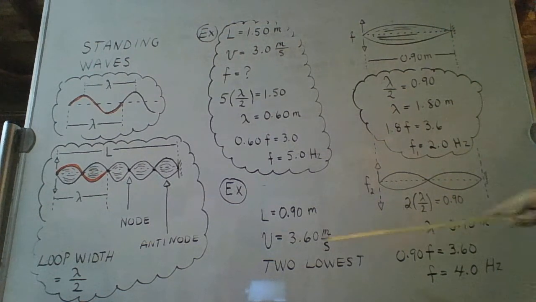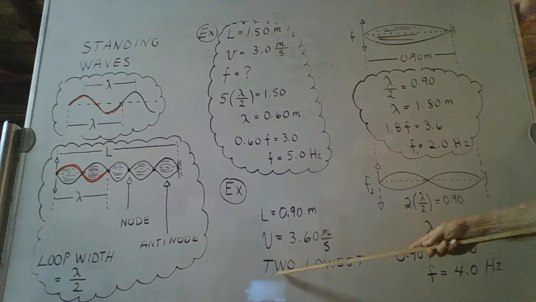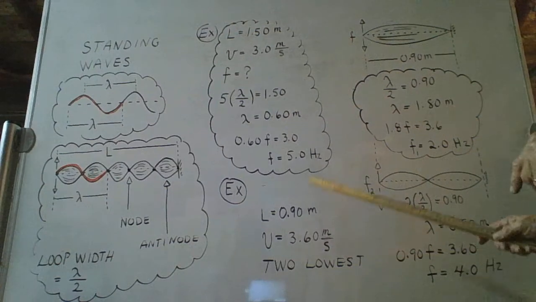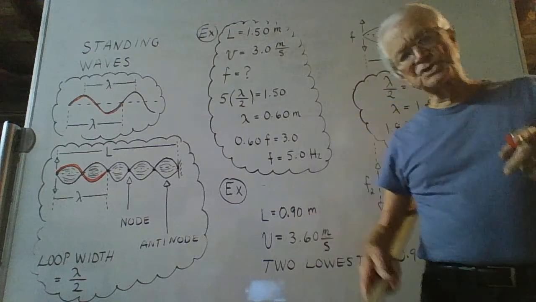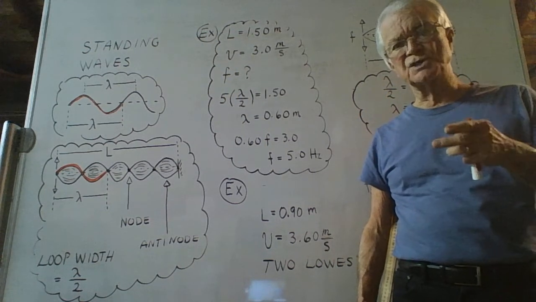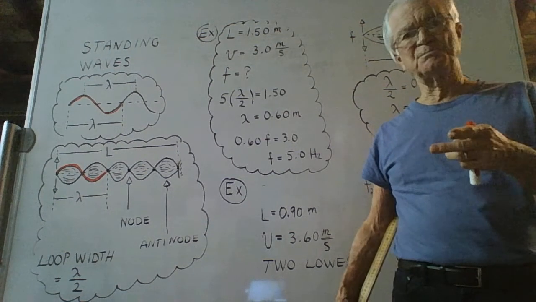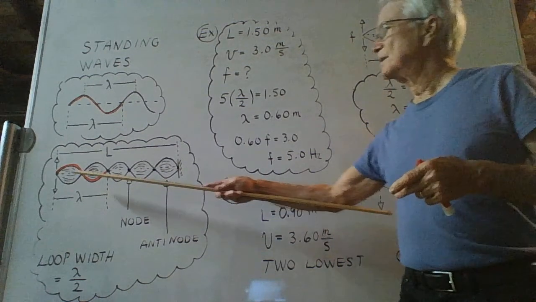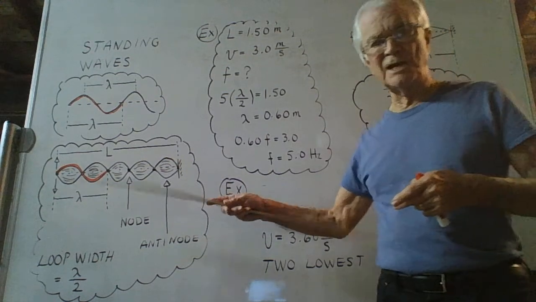We'll let the speed of the wave be 3.6 meters per second, and what we're looking for are the 2 lowest frequencies that will cause a standing wave. Another way to say it is that we're looking for the 2 smallest frequencies that will cause what we call a resonance, a reinforcement type of overlapping of an advancing wave and a reflected wave.